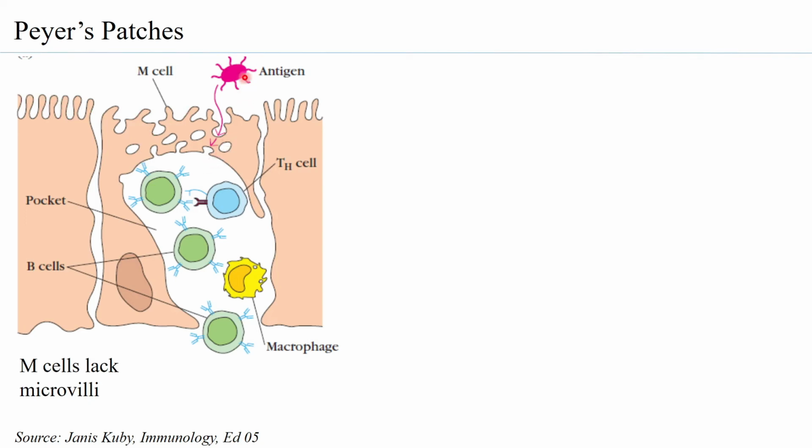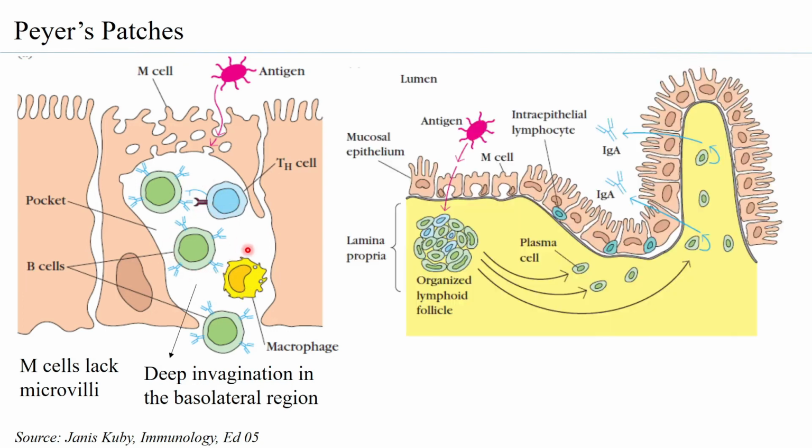However, they are able to take in antigen, so they are able to endocytose antigens. And interestingly, the M cells also have a very deep invagination. So you can see this is a very deep invagination at the basolateral region of the epithelial cell. This is basically a pocket, and the pocket contains B cells, T helper cells, and macrophages. All of them are present over here in certain amounts.